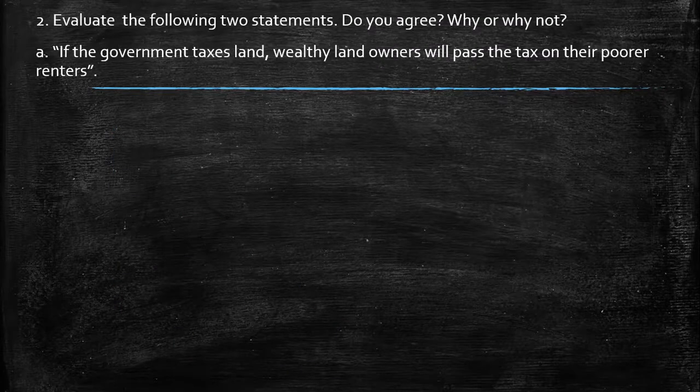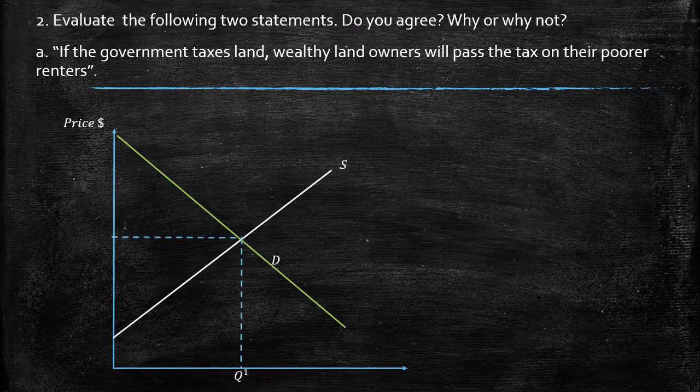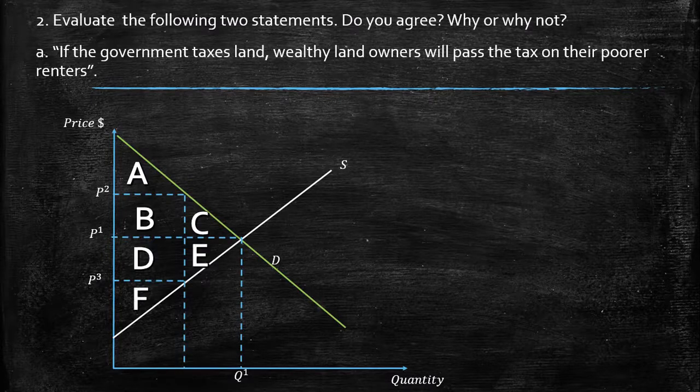So the second part, evaluate the following two statements. Do you agree? Why or why not? A. If the government taxes land, wealthy landowners will pass the tax on to the poorer renters. Okay, this is what happens here in this market. So in this market there is the equilibrium price, but with the tax, remember in this case which is the supply. The supply could be the wealthy landowners, and the demand is going to be the renters.